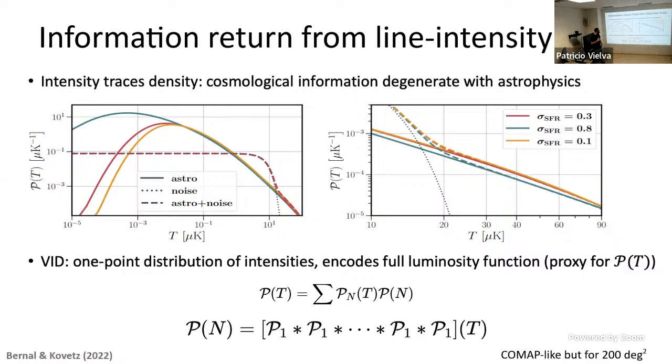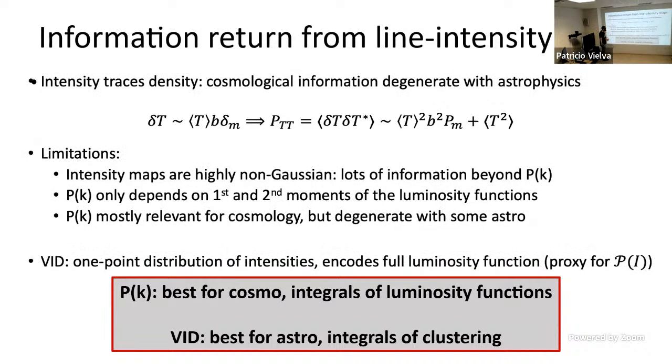Again, we can provide a rule of thumb for this. The power spectrum is going to be best for cosmology, very limited for astrophysics, but it's very complementary with the VID, which is more limited for cosmology because it depends on the integrals of clustering, but it's going to contain a lot of information for astrophysics.